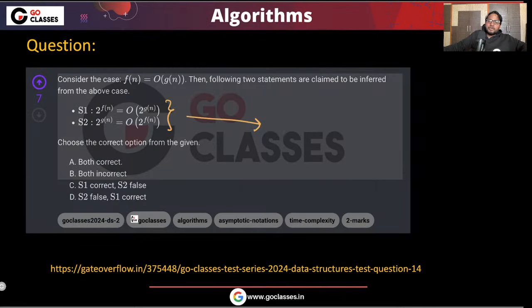Can anyone tell me? This question is from our test series. Can you tell me what is the answer? This is a data structure test.